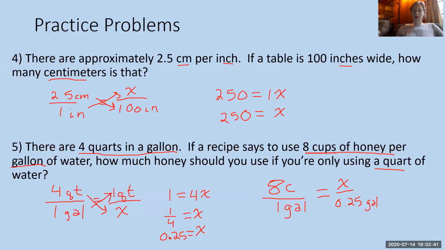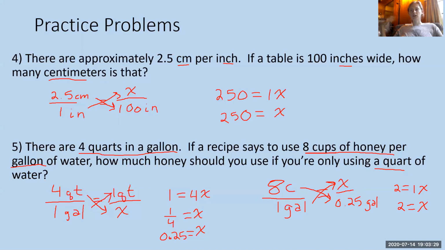Okay, and now we're going to cross multiply and divide. So 8 times 0.25. And what is that equal to? Well, really what we're doing is we're taking a quarter of 8. 8 times a quarter, which is equal to 2. So 2 times 1, 2 should be equal to 1 times x. And we know that 1 times x is just x, so 2 is equal to x.